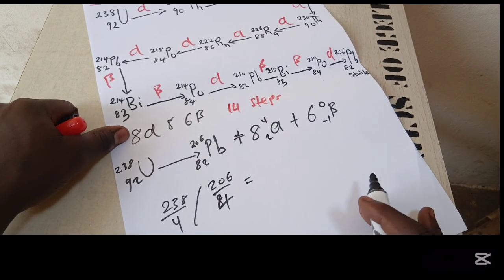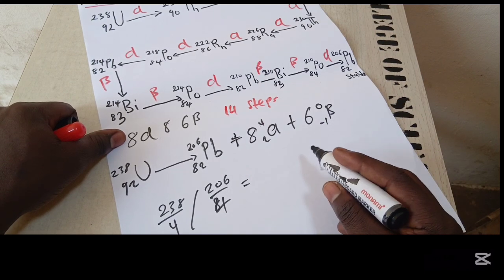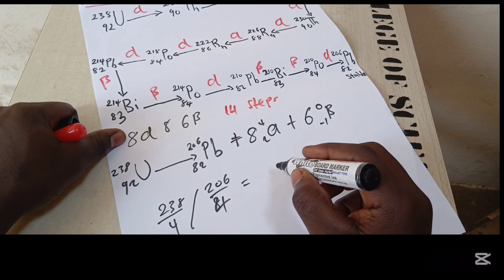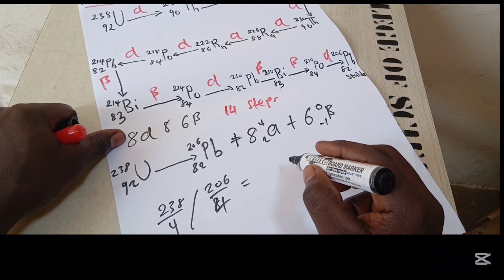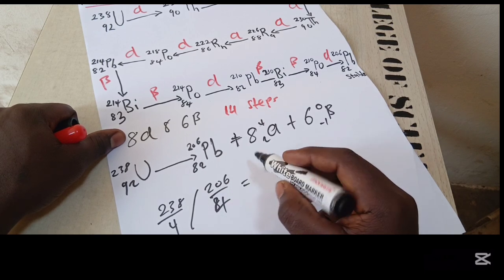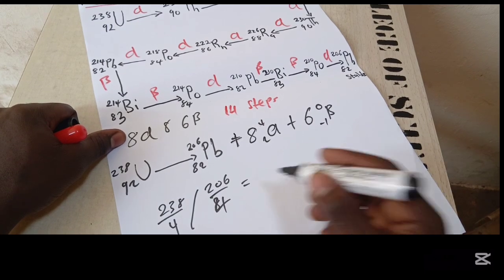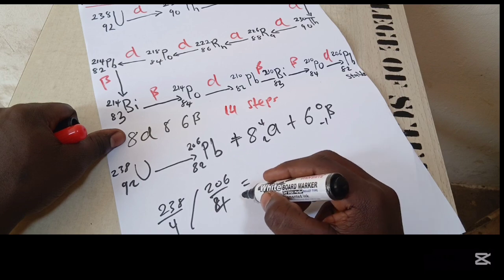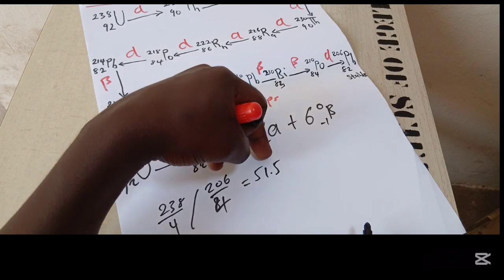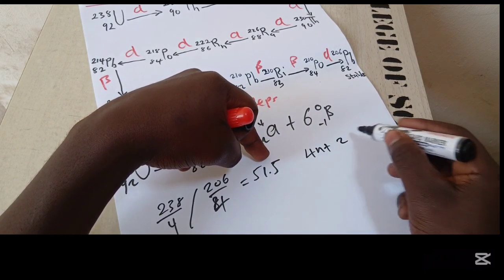If you get a whole number, then it is a 4n series. But if you get a decimal number which is 0.5, then it's going to be a 4n plus 2 series. And looking at 206, 206 divided by 4 is going to give us 51.5. So we have a 0.5, and a 0.5 means it's a 4n plus 2 series.